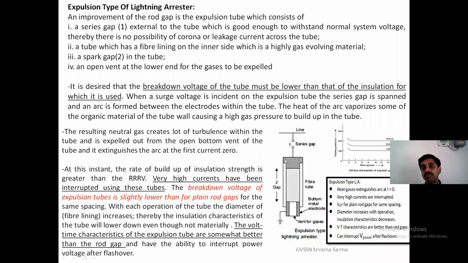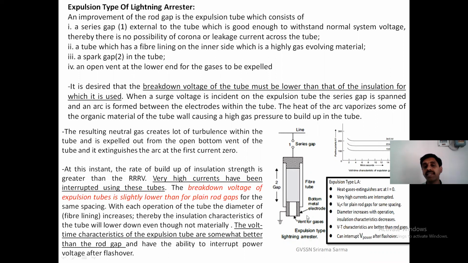And you can see a tube which has fiber lining on the inner side, which is a highly gas evolving material. Whenever the arc occurs, it produces more gas. And you can see a spark gap in the tube. So 1, 2, 3. And you can see the vent opening at the lower end for the gases to be expelled out. Okay.